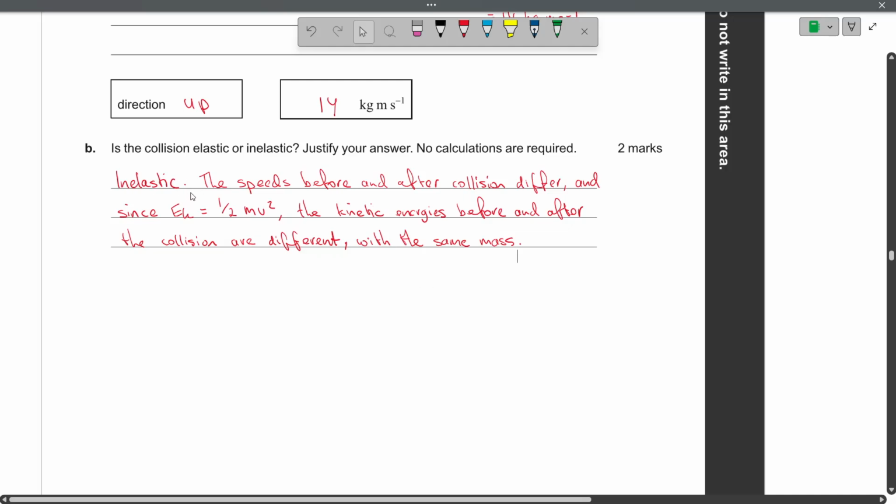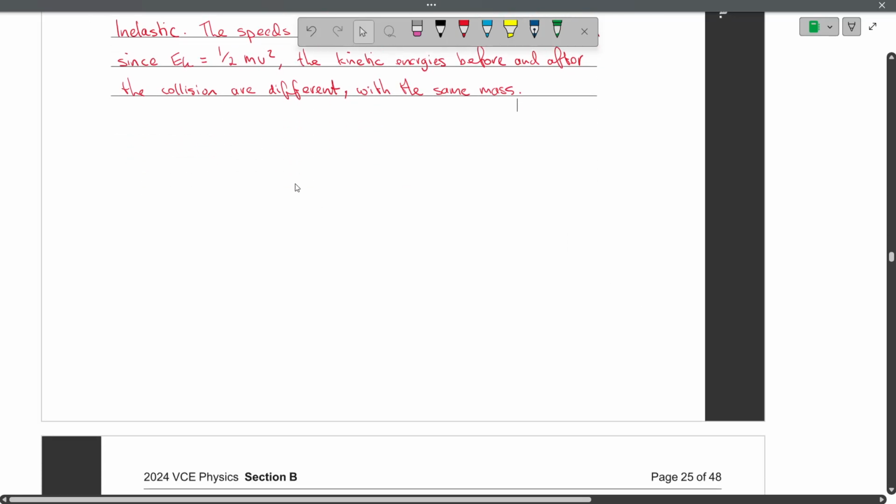But basically, again, we say the collision is inelastic because the speeds before and after the collision differ, and since the kinetic energy is dependent on speed, the kinetic energies before and after the collision are different, with the mass staying the same. Okay, and that's the definition of an inelastic collision. It's when your kinetic energies are different before and after the collision. So that's that. Moving on.